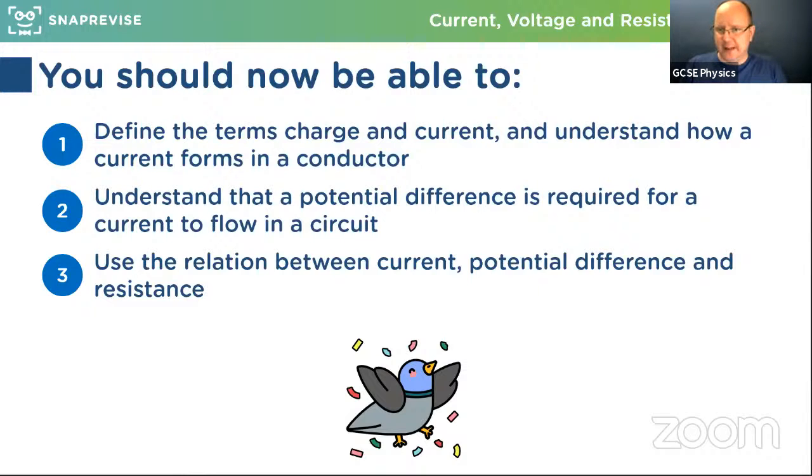Let's finish off the topic though. I'm hoping you can define what charge is in terms of coulombs and what current is, and you can recall the equation Q equals IT, and understand how current can happen in a conductor like a metal, which Ultima asked for more information on, which is good as well. Understand that potential difference is required for a current to flow, so you need some source of energy to do work on the charge in a circuit, and use the relation between current, potential difference, and resistance. So use V equals IR.